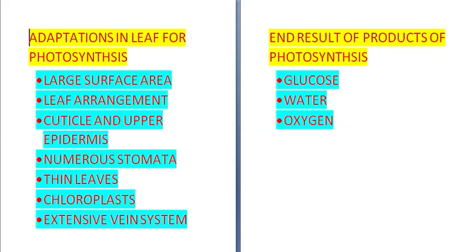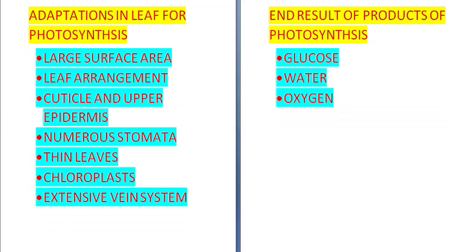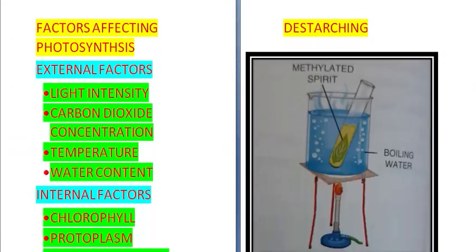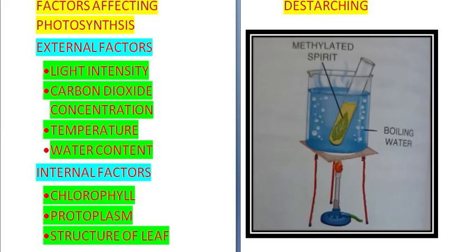Now there are certain factors which affect the process of photosynthesis. So next we will discuss the factors affecting photosynthesis. These factors are of two types: external factors and internal factors. If you look at the external factors, there are four external factors: light intensity, carbon dioxide concentration, temperature, and water content. Let us see one by one.